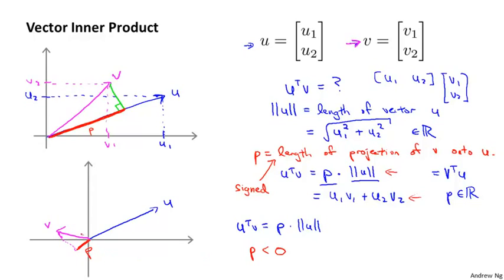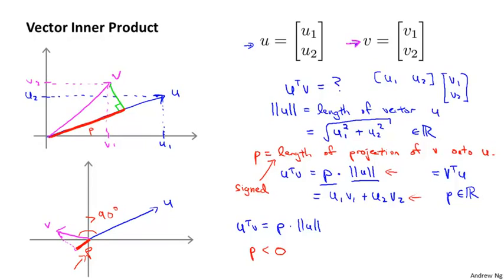Whereas if this angle here is greater than 90 degrees, then P here will be the negative of the length of that little line segment over there. And so the inner product between two vectors can also be negative if the angle between them is greater than 90 degrees. So that's how vector inner products work.